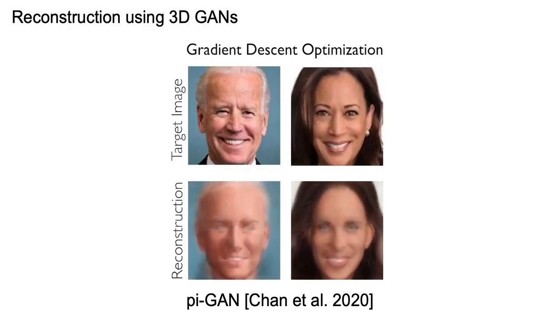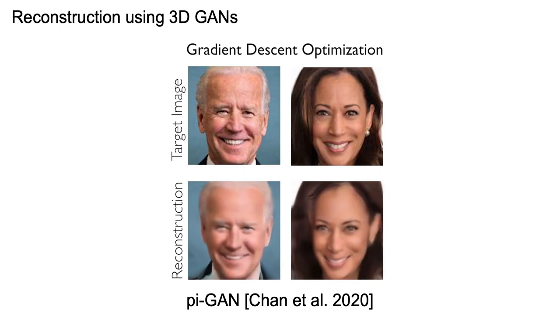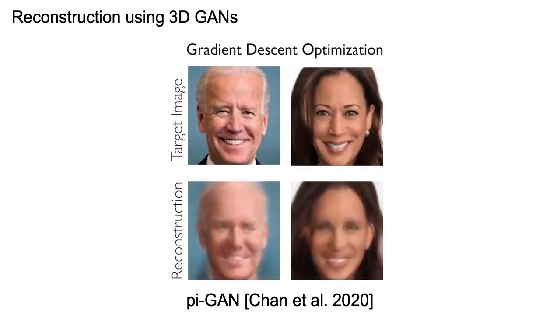Rather than just generating new images, we can use a pre-trained 3D GAN to reconstruct existing images, a process typically referred to as GAN inversion. In naive GAN inversion, the generator network weights are frozen, and then we optimize for the latent code that most closely reconstructs the input image. This allows us to re-render the input image from novel viewpoints.